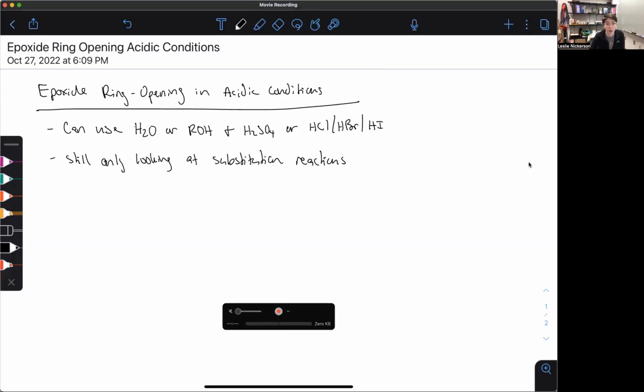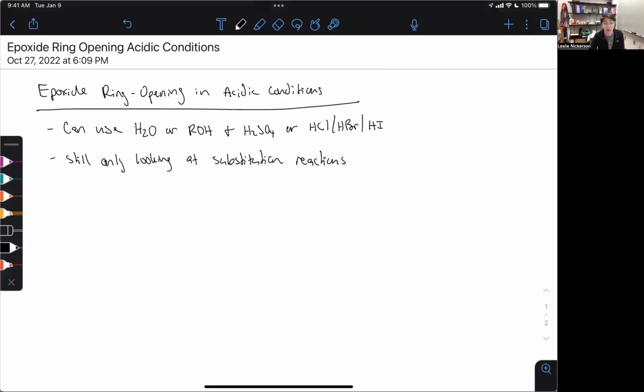Everybody, I'm going to talk about epoxide ring opening reactions in acidic conditions in this video. If you haven't checked out the last video on strong nucleophiles, definitely check that out. This one is going to be the opposite end of that, where the strong nucleophiles is more basic type conditions. If we're in acidic conditions where we've added some sort of strong acid, we're going to be looking at slightly different reactions, okay?